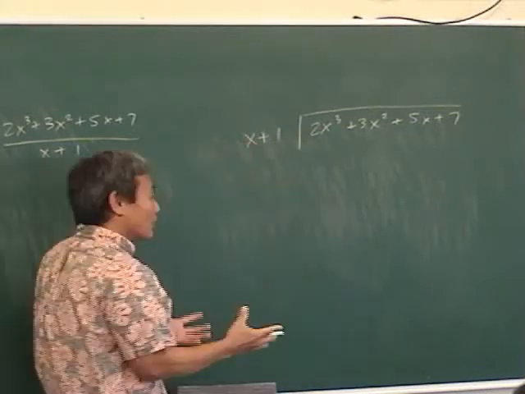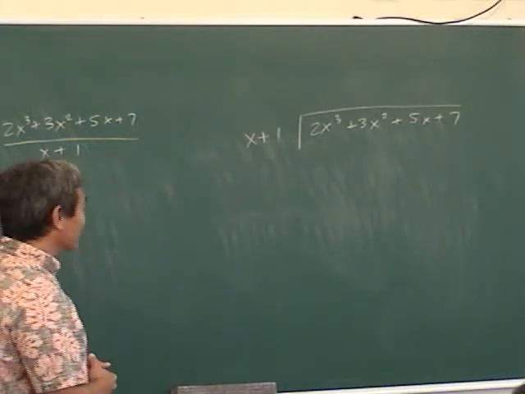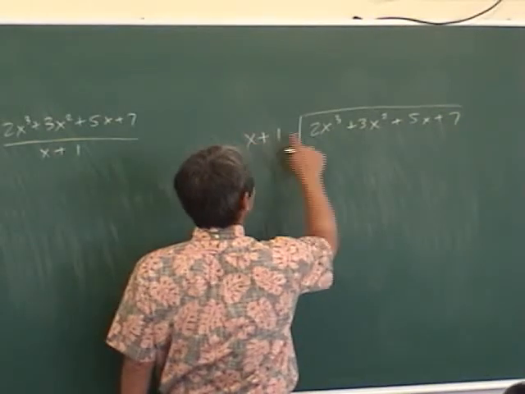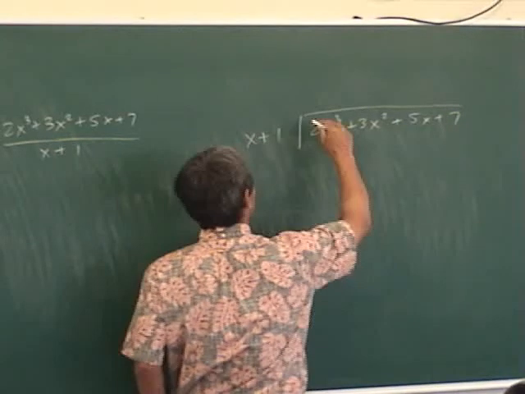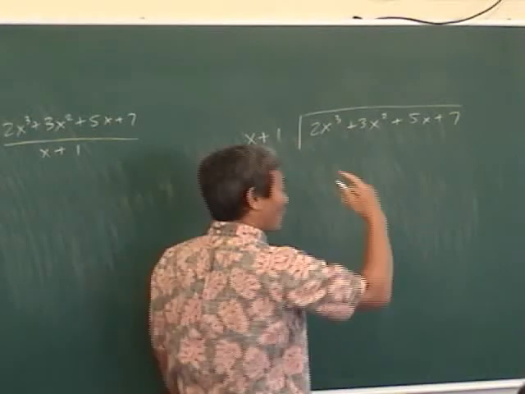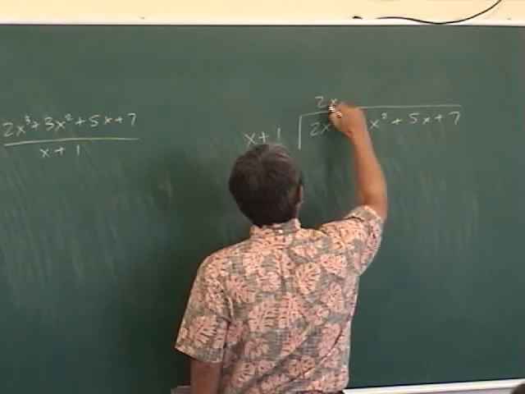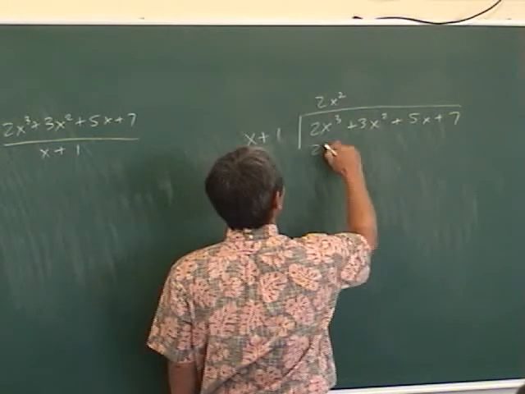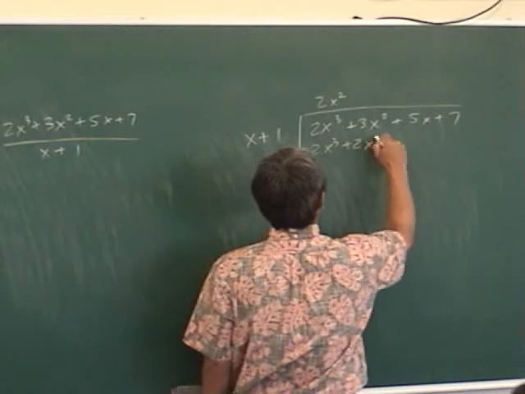And then you do long division. This is what it's called, long division. So look at the x, and you basically look at the first term. X goes into 2x cubed how many times? 2x squared. X times what will give you 2x cubed? 2x squared. Now what do I do with that? You multiply that times the divisor. So you get 2x cubed plus 2x squared.